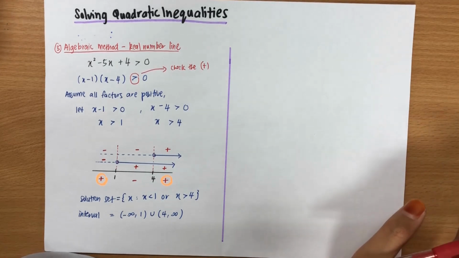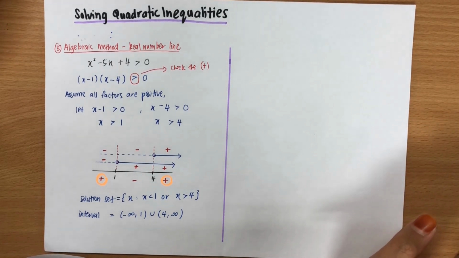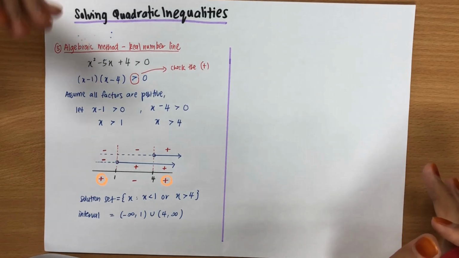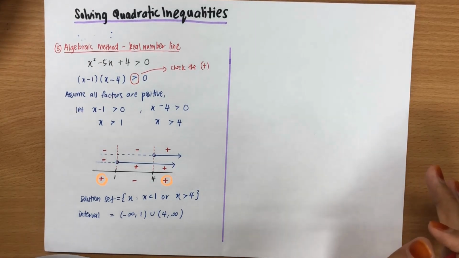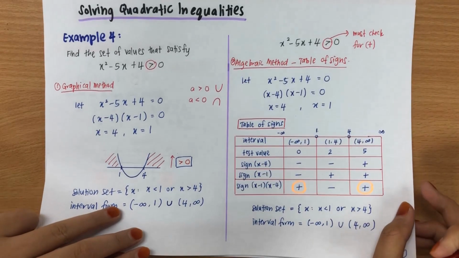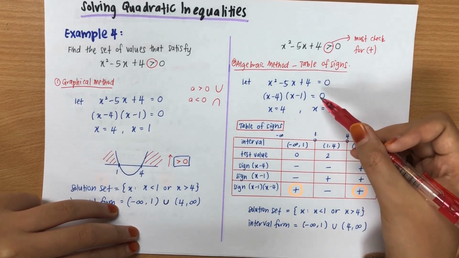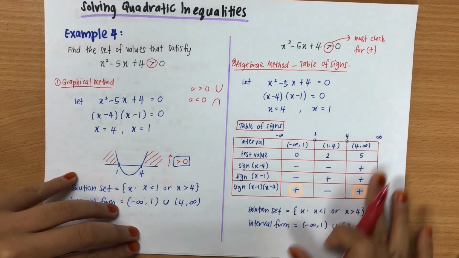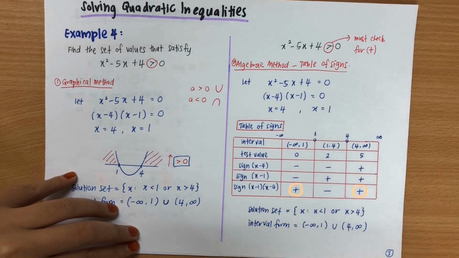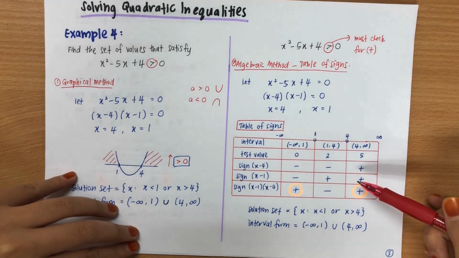You are free to choose which one, but in this case, so that it will be easier for us to solve the next part, I would recommend for us to just use one method, which is table of sign, because this will help us to not get confused with different types of questions.